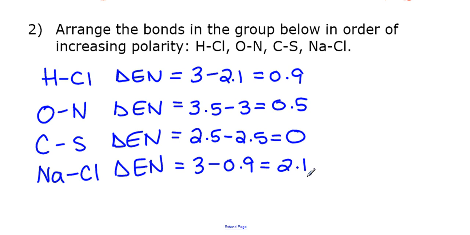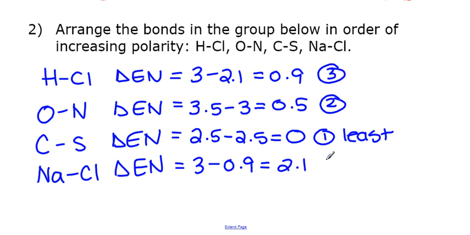So now if I want to rank them, the highest will be the most and the lowest will be the least. So increasing polarity, number 1 here is going to be the least. Next lowest number here between oxygen and nitrogen. Then comes hydrogen and chlorine. And the last one's ionic. It has the most.